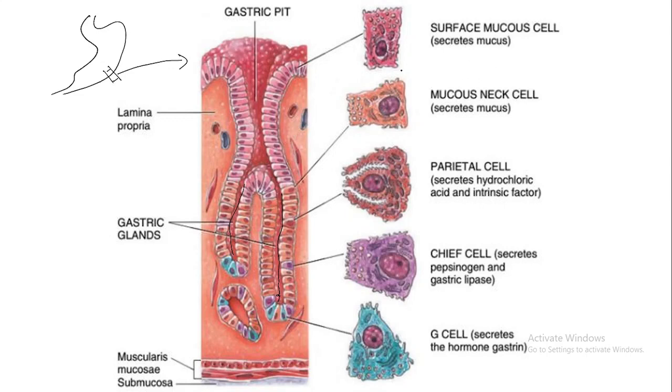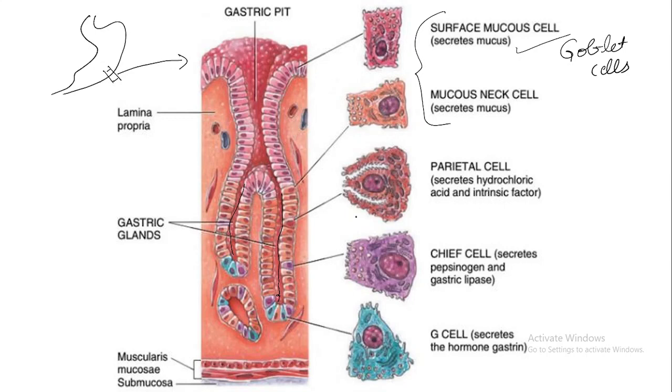And what exactly is produced here? The epithelial cells, surface mucous cells, are also called goblet cells. Then we have mucous neck cells. Both of them secrete mucus. These are different types of cells but grouped under goblet cells. Commonly, goblet cells produce mucus.